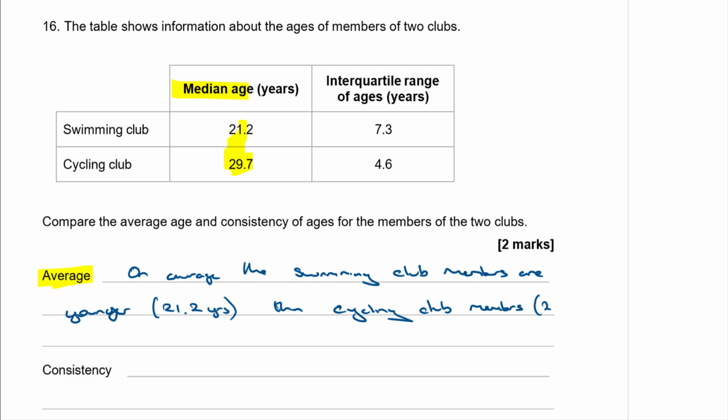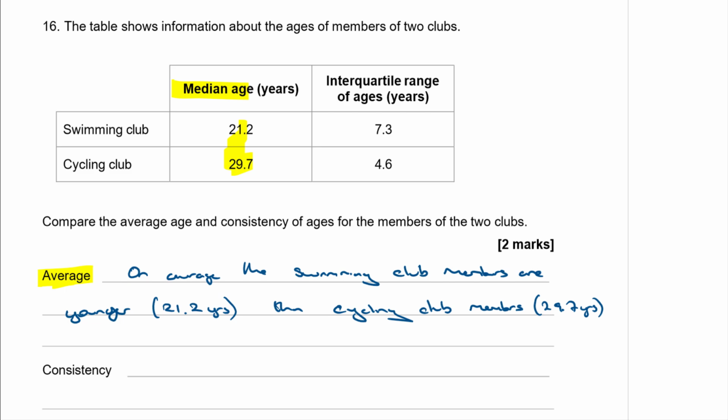And they have an average of 29.7. So I like to put the numbers I'm actually referring to in brackets after. I just want to put years on the end of that. Okay, so on average, the swimming club members are younger, 21.2 years, than the cycling club members, 29.7 years. Okay, so I've talked about the clubs, I've talked about it's about the age, and I've said one is younger than the other. So you need to answer in context.